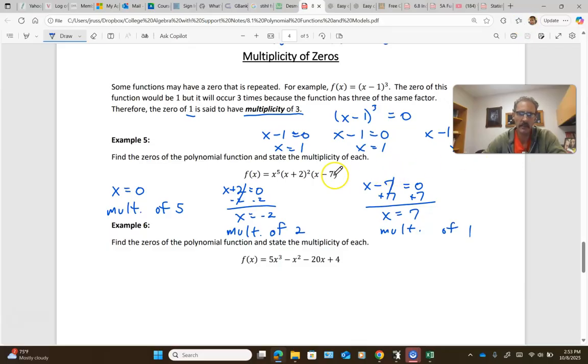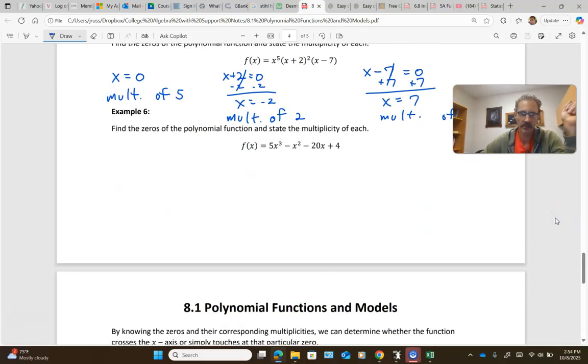All right. Now you could graph this one in Desmos as well, or in your calculator. You'll see the function. Now it may not cross at every one of these zeros, 0, -2, and 7, but the function will at least touch, if it doesn't cross. And we're going to look at here in a minute how to distinguish whether it crosses or just simply touches without actually having to graph it. All right, let's look at example 6.